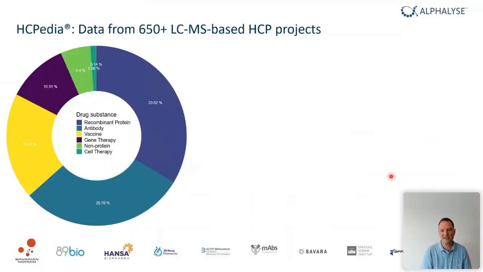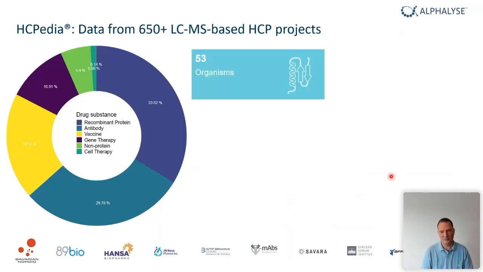We have already used this method since 2017. We have set up a platform to do this. We have automated a lot of the analysis, and we have run now more than 650 different projects. So these are spread over different types of modalities: recombinant proteins, monoclonal antibodies, vaccines, cell and gene therapies, and even non-protein products containing proteins. We have analyzed more than 50 different organisms. The method works for all of them.